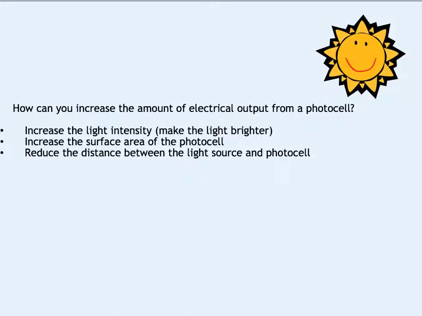Well, if the sun is our main source of light for photocells, this presents a problem. I'm not quite sure how we could reduce that distance, but if you're using a different light source, then clearly you can reduce the distance between it. Now let's have a look how these are given in exam questions.